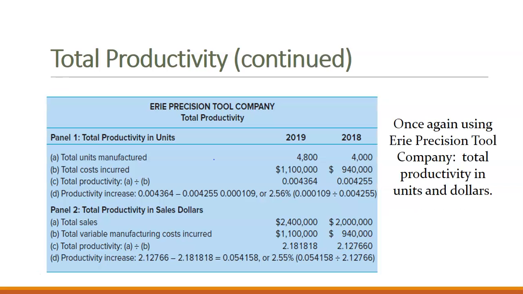We'll keep looking at that tool company example. So we have our total productivity in units and dollars. So our total units manufactured, the total cost incurred for that manufacture, and then the comparison between the two. We had a productivity increase in the number of units that we produced. Our total productivity in sales dollars also increased. So we look at the total sales to the total variable manufacturing costs incurred when we're looking at total productivity.